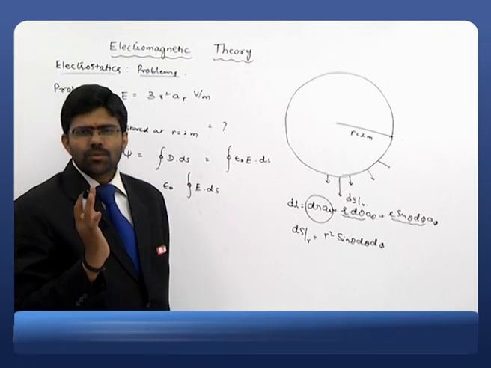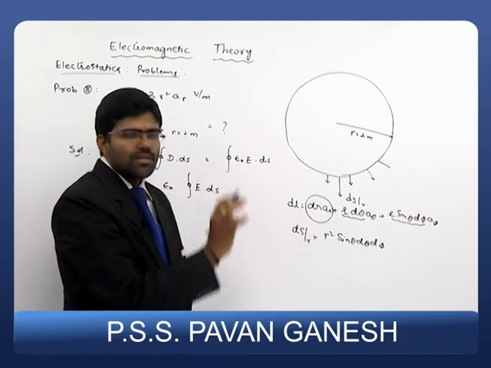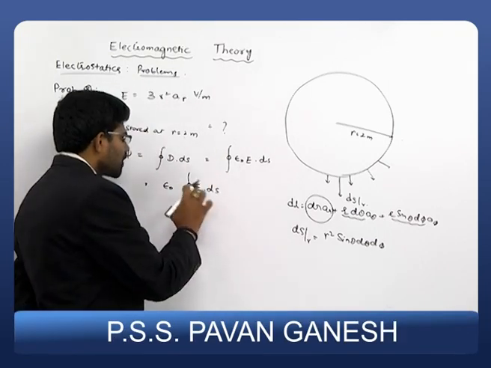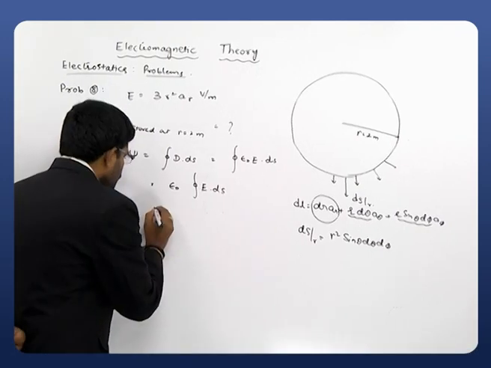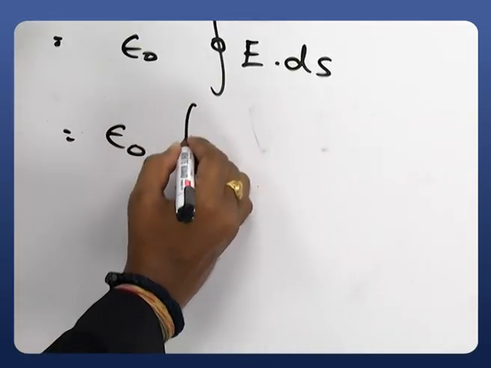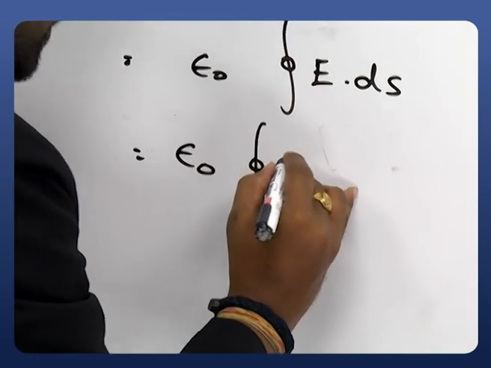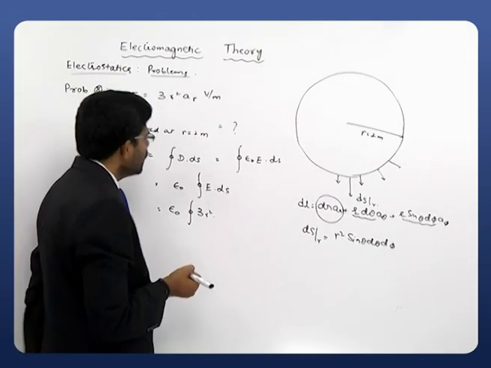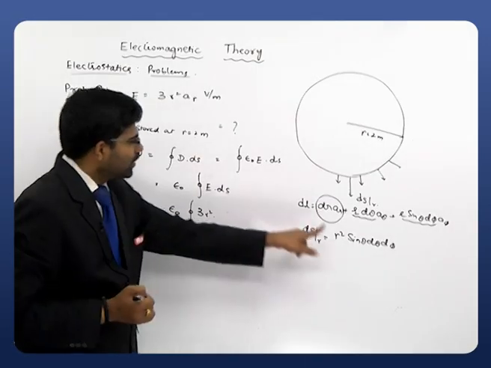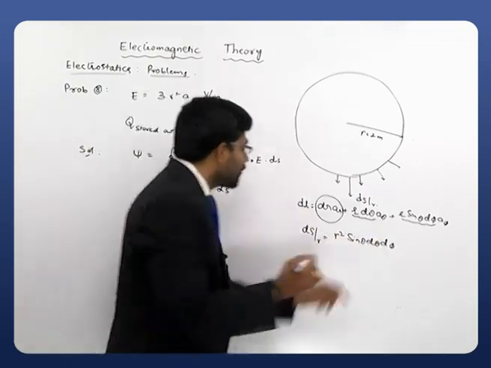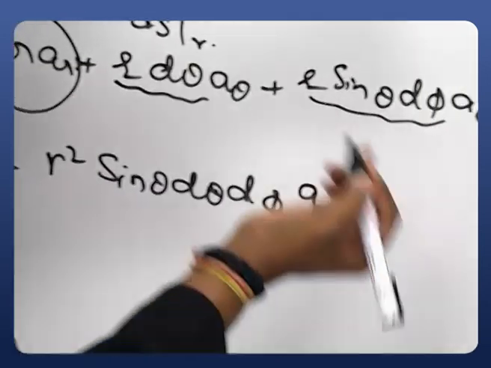So just it is an observation, and from that observation we took the differential surface equation. Now substitute E and dS here, which is equal to epsilon naught. So what is the E equation? It is just 3r square ar dot ar. Here the direction of the differential surface, that is ar, will also be there.